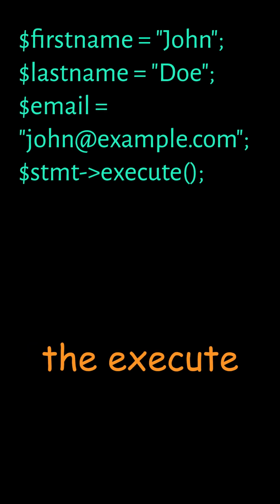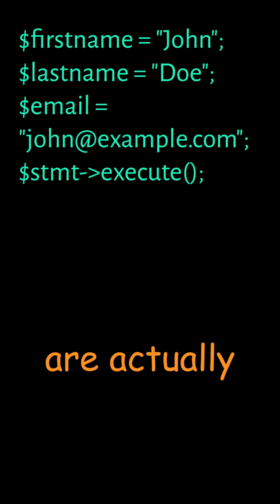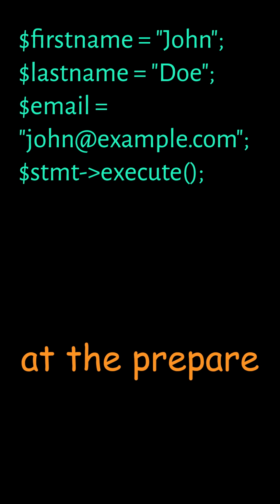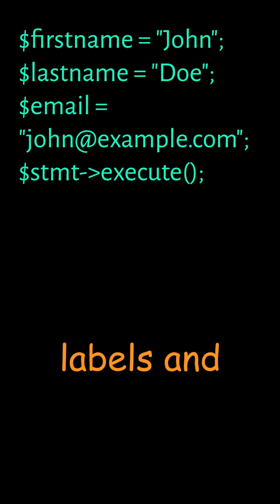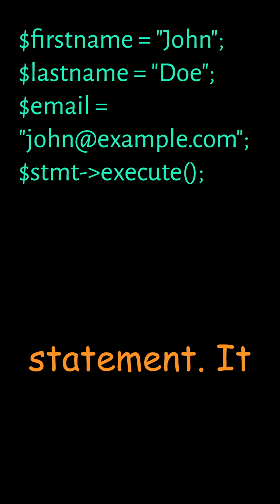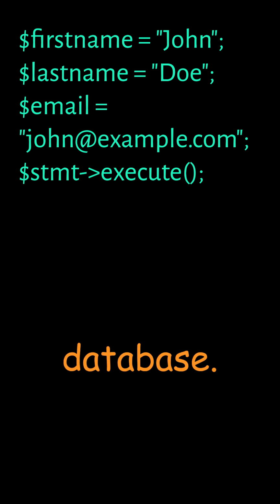Now, we are at the execute stage. Here we are actually adding new record using the SQL template we have designed at the prepare stage earlier. We are using the same variable names we have bound with the labels and assign values to these. Finally, we call execute function to execute the prepared statement. It adds a new record in the database.